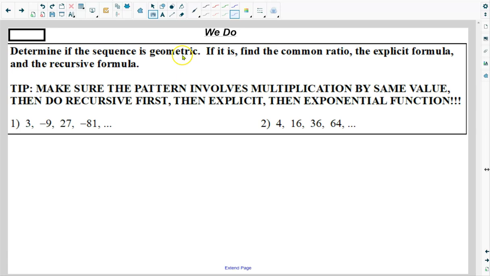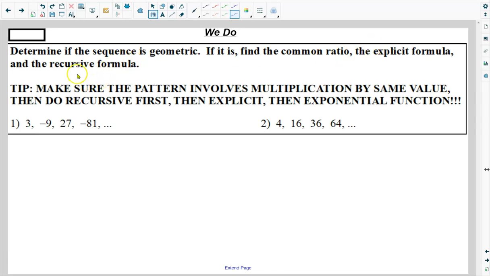Determine if the sequence is geometric. What this basically means is that the pattern involves multiplication of the same value. Okay? There could be a pattern where you add the same value. That's arithmetic sequence, so be careful with that. We're gonna talk about that and run into those situations. I'll show you how to find it real quick. If it is geometric, or if there's a pattern that involves multiplying the same number, find the common ratio, the explicit formula, and the recursive.